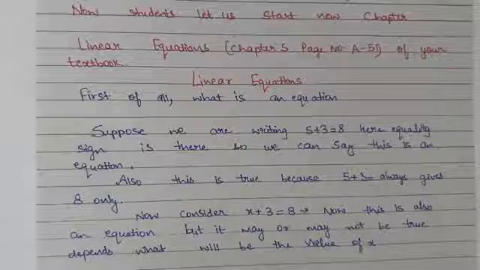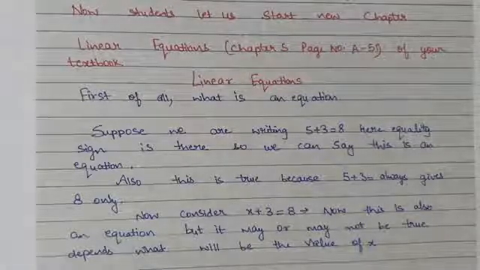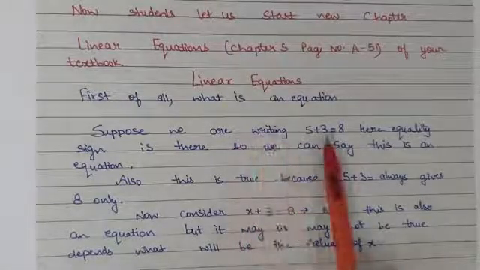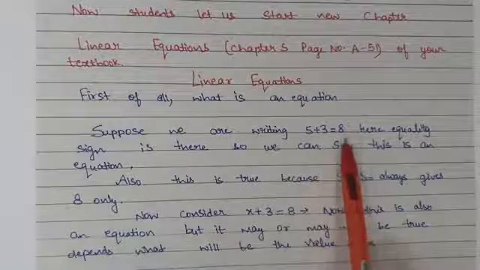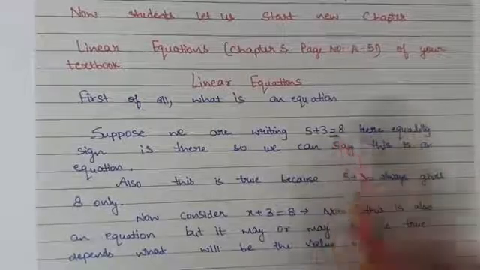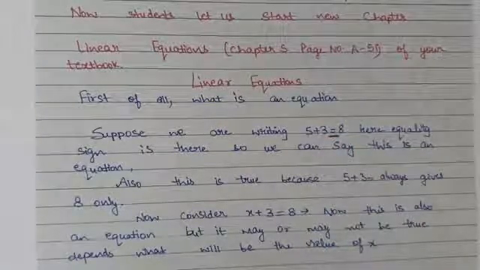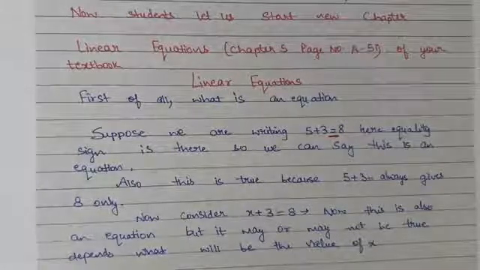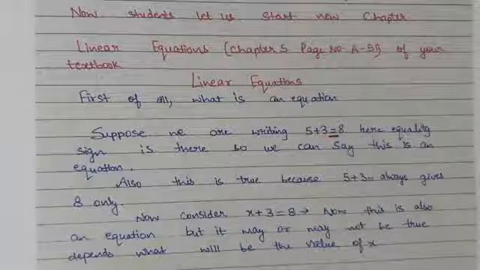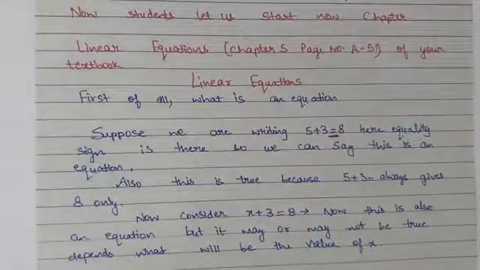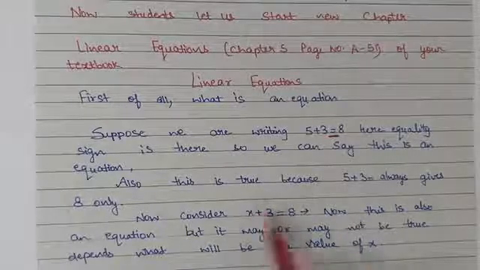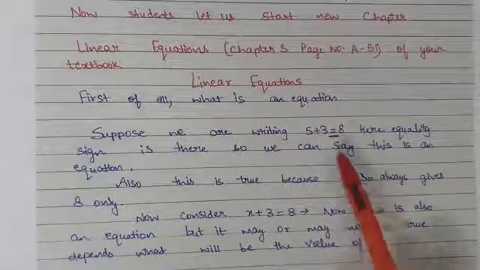So children, first of all, we should know what is an equation. Suppose we are writing 5 plus 3 is equals to 8. If you can see, equality sign is there. So we can say this is an equation. Whenever we are writing a statement and equals to sign is there, it means that will be an equation. Also, this is true because 5 plus 3 always gives you 8.